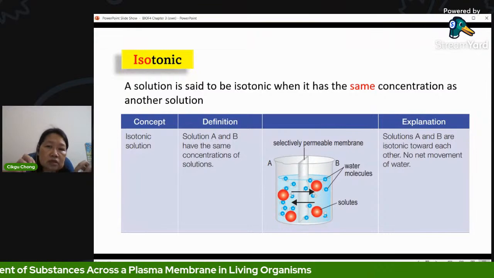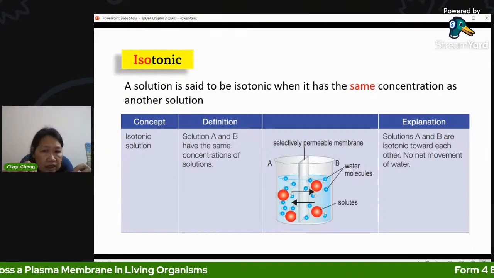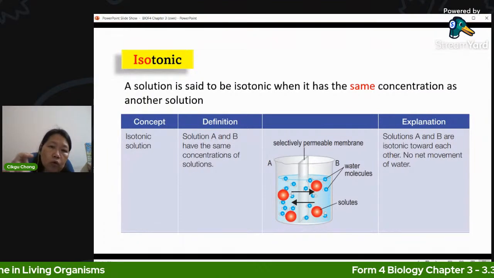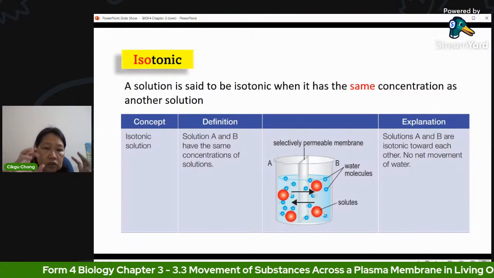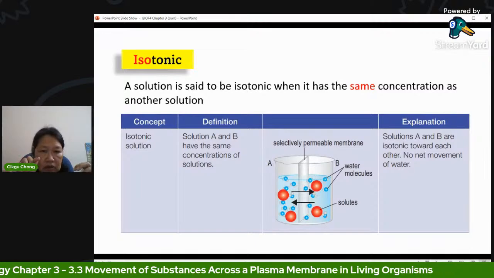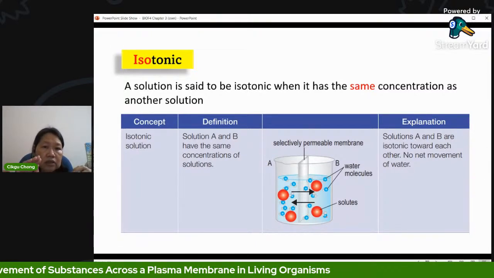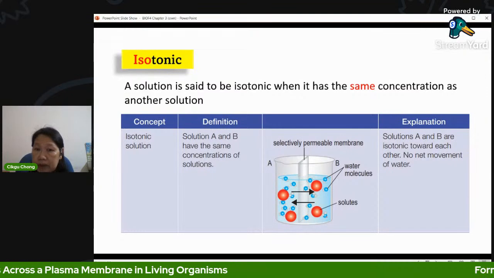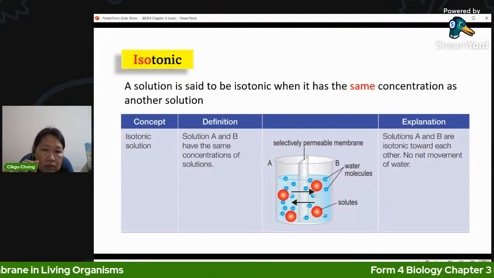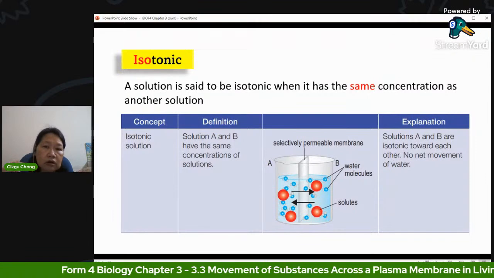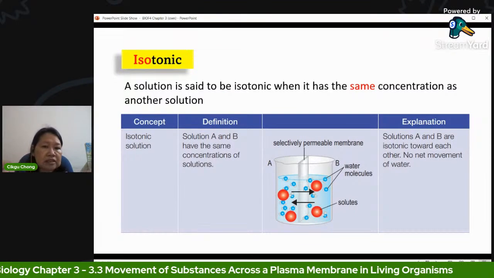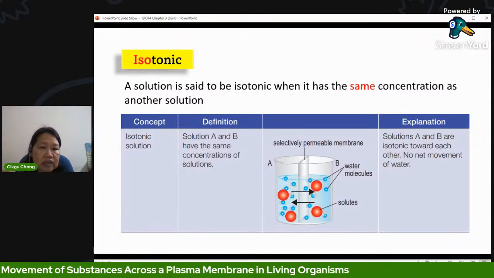Because the number of solutes is the same, the concentration is the same. So when you talk about water, only water can move across the selectively permeable membrane, because the water molecule is small. The solute is too big. There are actually small little holes or pores on the selectively permeable membrane, so the big solute cannot pass through. Because the concentration is the same, the number that passes from A to B will be the same as B passing to A.